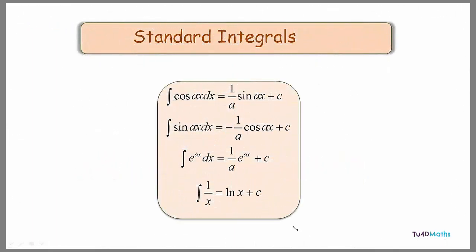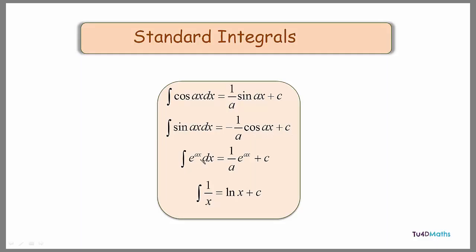Now here are some standard integrals which you need to know. When you integrate cos of ax with respect to x, you get 1 over a times sine of ax plus a constant. When you integrate sine of ax with respect to x, you get minus 1 over a cos of ax plus c.